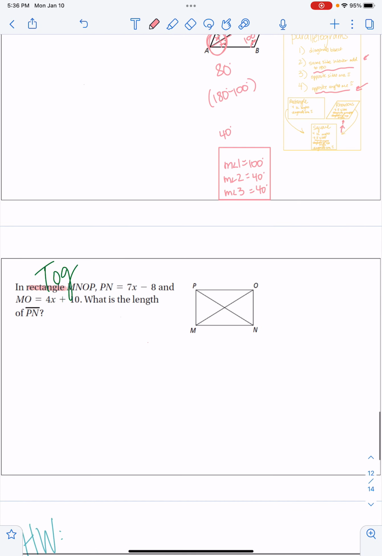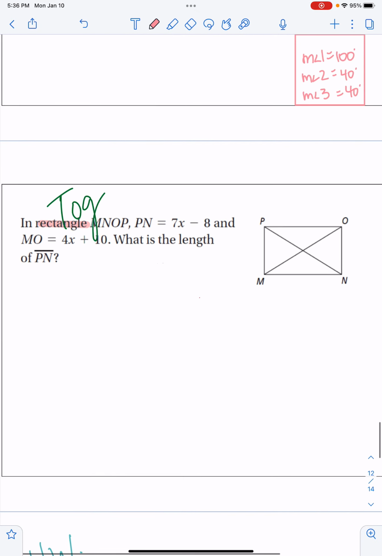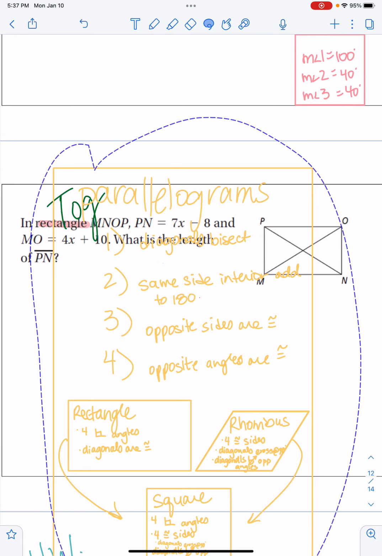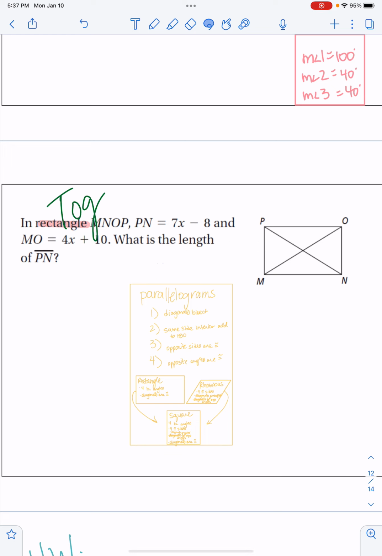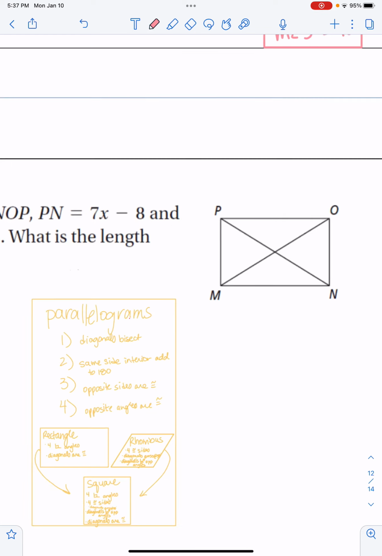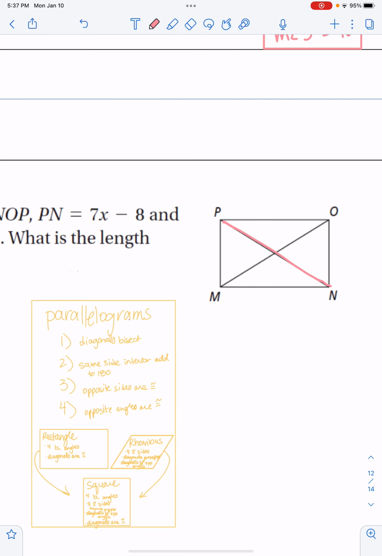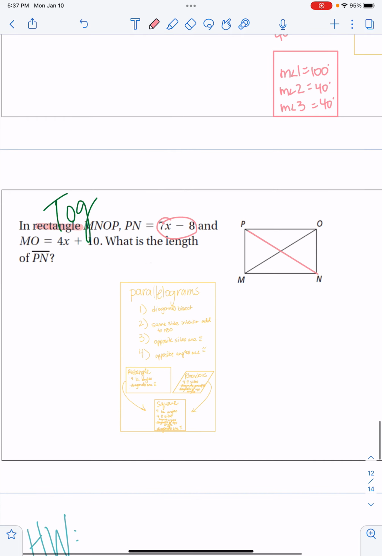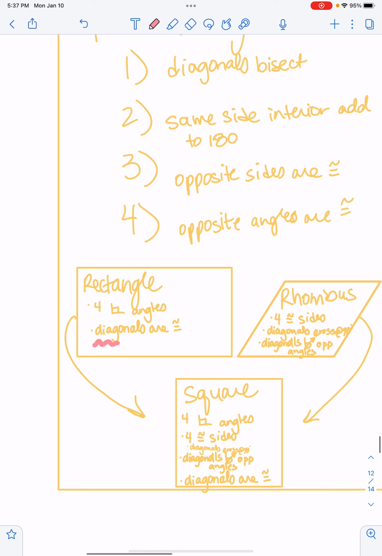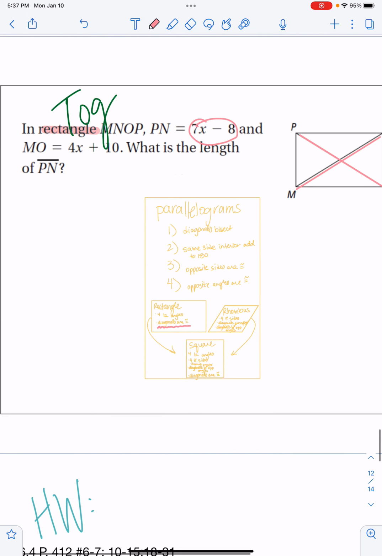So that one was a rhombus. This one says it's a rectangle, so I'm going to pull my rules. I can use the parallelogram rules and the rectangle rules. They want to know the length of PN. They gave us this one in letters, and they want the actual numbers, and then MO. The rule I'd use here is diagonals are congruent, so I can just set those equal.